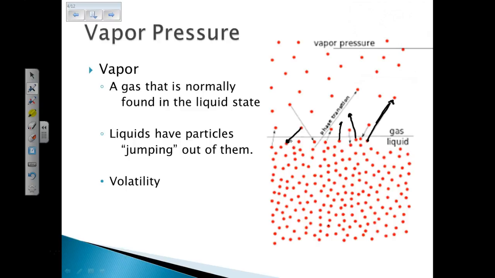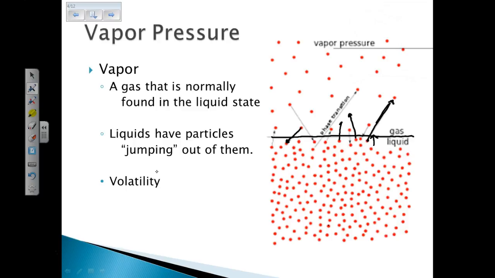And so when you have particles moving around, they apply a pressure. And that pressure, from the particles moving from the liquid phase to the gas phase, is what we call vapor pressure. It's the pressure that's being exerted upwards on this little interface between the gas and the liquid.